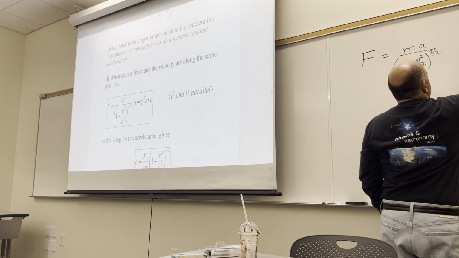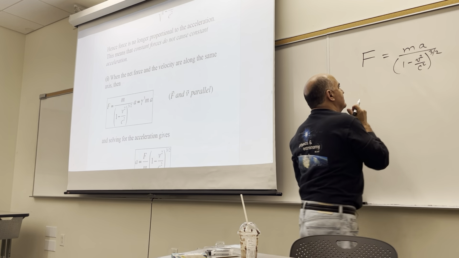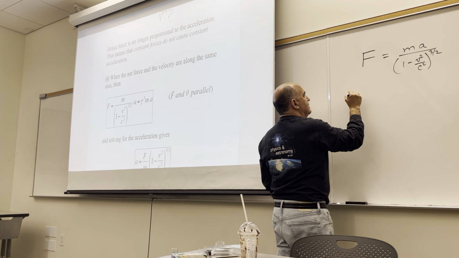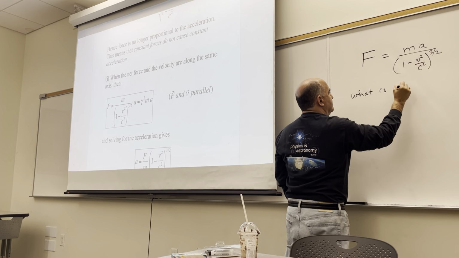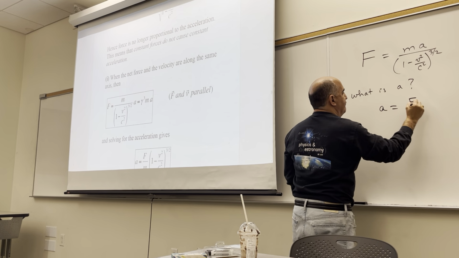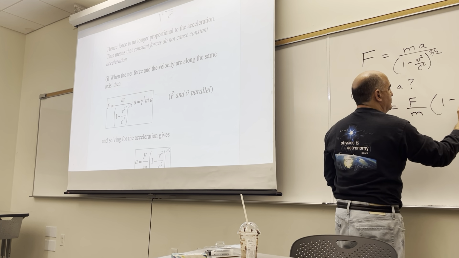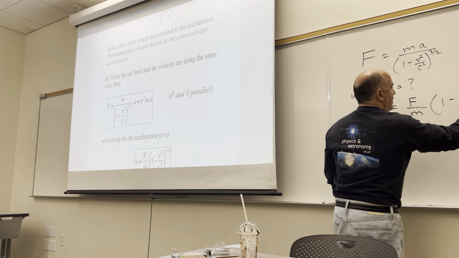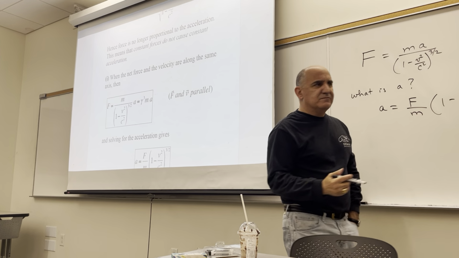So Einstein wrote this, and the question is this: what is a? According to this, the acceleration would be F divided by m multiplied by 1 minus v squared over c squared, to the 3/2. If I just rearrange and solve for a.